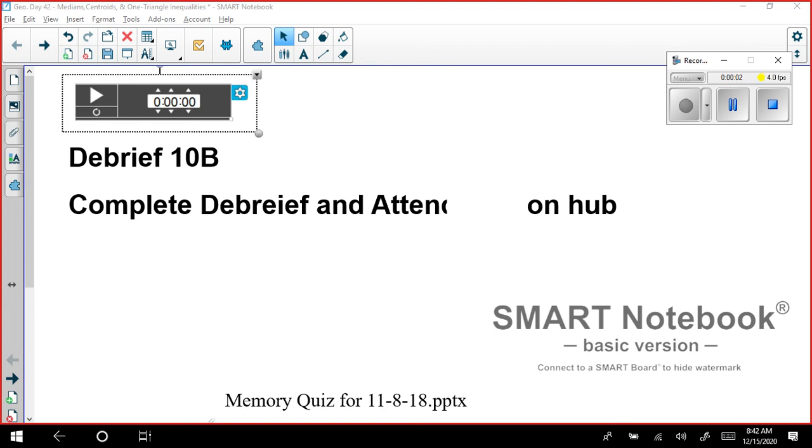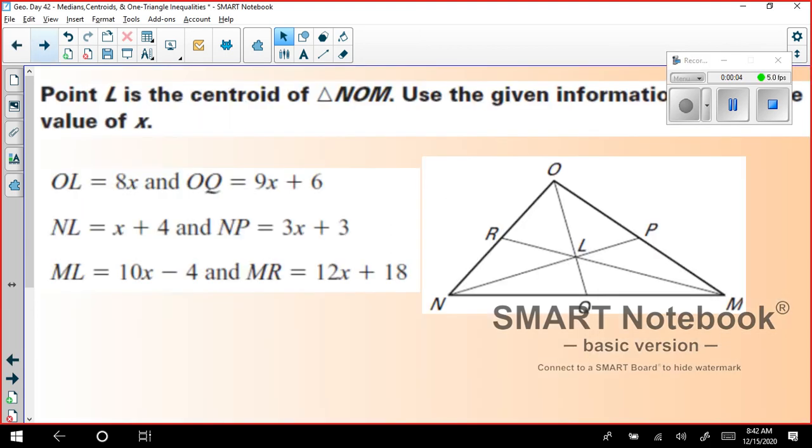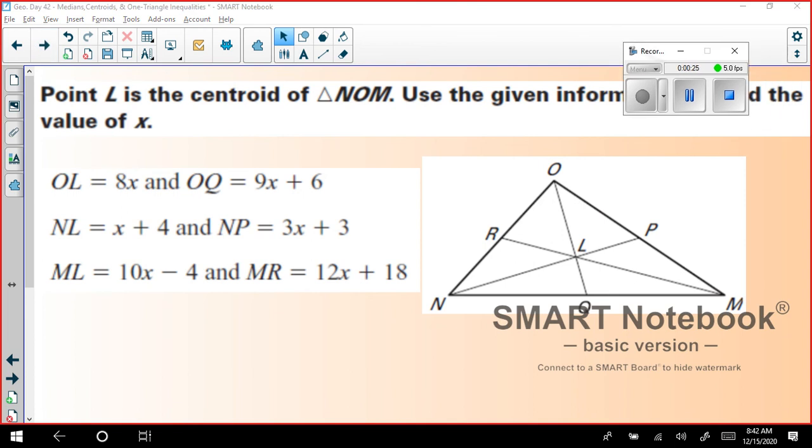So let's get started. Let's go to the next slide. In the previous class, we had discussed what a centroid was. Centroid is nothing but the point of intersection of the medians. Whenever we have three or more medians meeting in a triangle, that particular point is called the centroid. Okay, we'll see some more problems based on that.